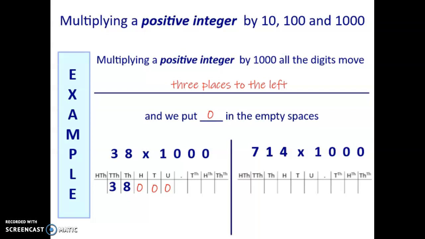My final example is 714 times 1,000. I put my 714 under the correct headings. I then move all the digits 3 places to the left. 1, 2, 3. And I put my 0 placeholders after the number. 714 times 1,000 is 714,000. That's the biggest number that we've had so far.